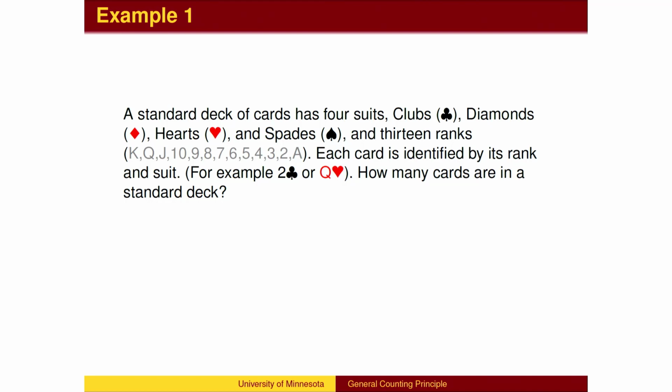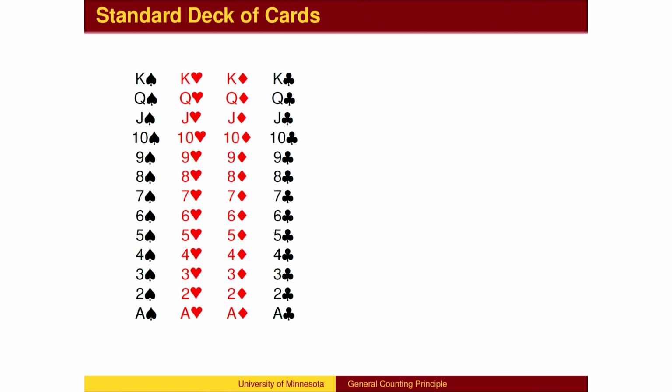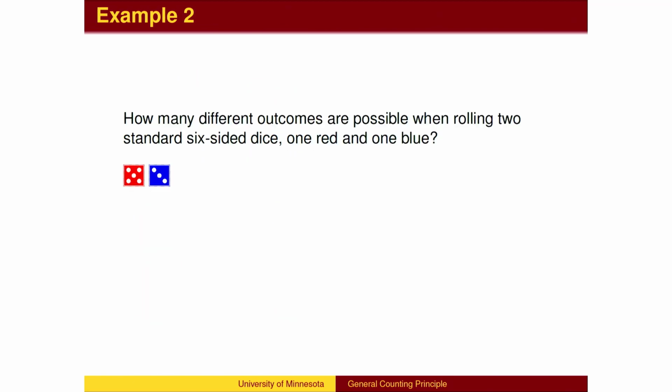Here's an example. A deck of cards has 4 suits. Each has 13 values, king, queen, jack, on down to ace. How many cards are there in a deck? To get the answer, multiply 4 times 13 to get 52 cards. Here's a visual of the deck of cards. There are 4 columns for the 4 suits and 13 rows for the 13 values.